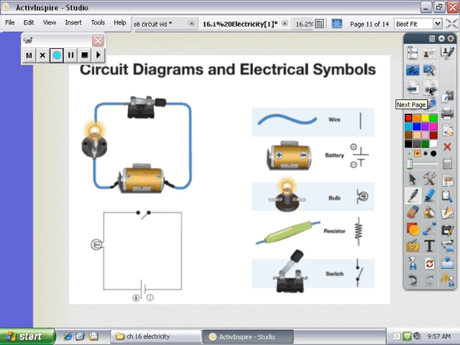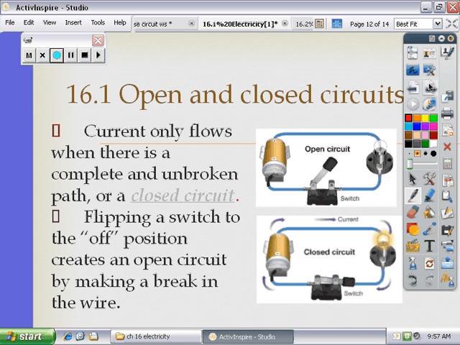Here are just samples of the circuit diagrams using the symbols, which you are familiar with because you saw this on your homework. And open and closed circuits. You're familiar with this because of your homework. We have the closed circuit, which is a complete or unbroken path. And when you flip the switch to the off position, it creates an open circuit, making a break in the wire.